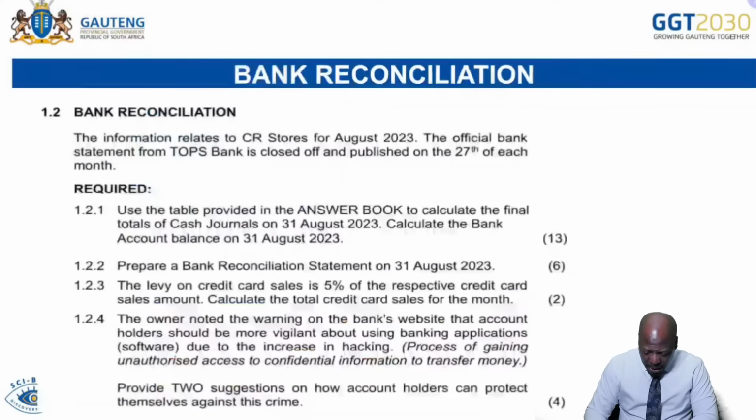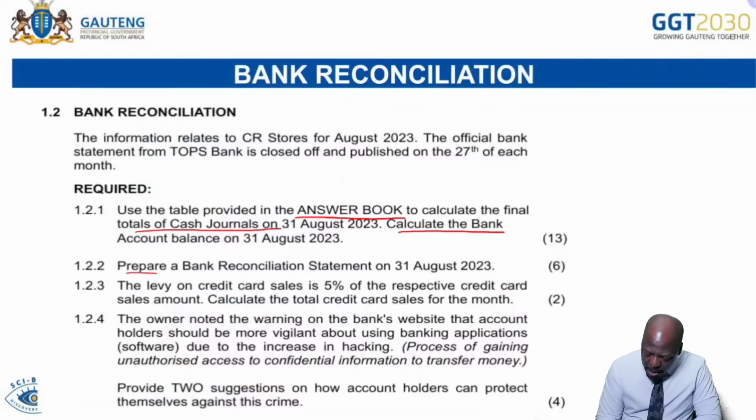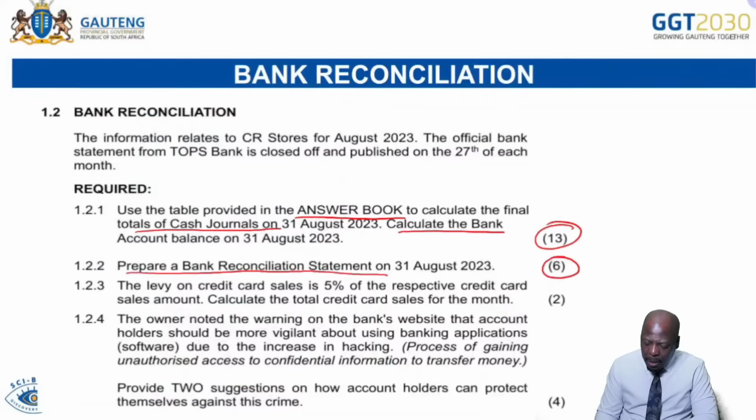So here's the question that we have. We're going to do only one bank reconciliation, then we go on to creditors reconciliation. We are told, use the table provided in the answer book to calculate the final totals of the CRJ. So we're going to do totals of the CRJ, and then we're going to calculate the bank account as well. And then we're going to prepare the bank reconciliation statement. So we intend to get this 13 and these 6 marks all at the same time.